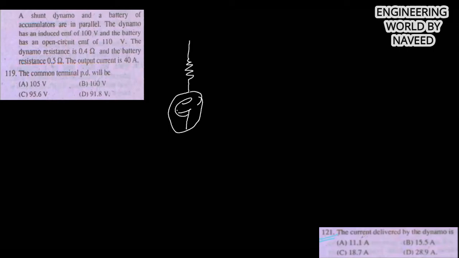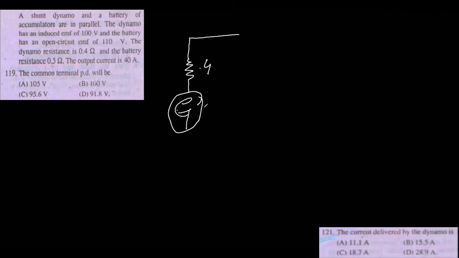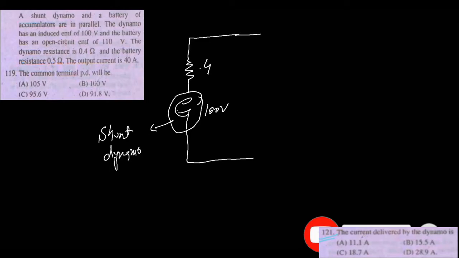So first of all we need to draw the diagram. Let's say here we have a generator, and in the generator I have a series resistance of 0.4. And this generator is generating a voltage of 100 volt. So this is the shunt generator, shunt dynamo, and in the shunt dynamo we have a resistance of 0.4 ohm.